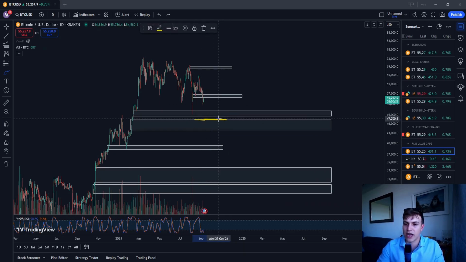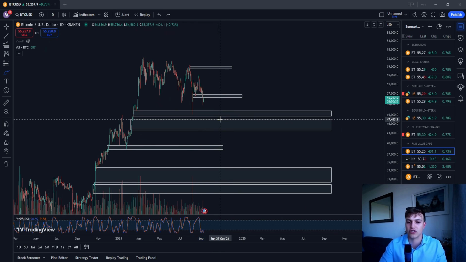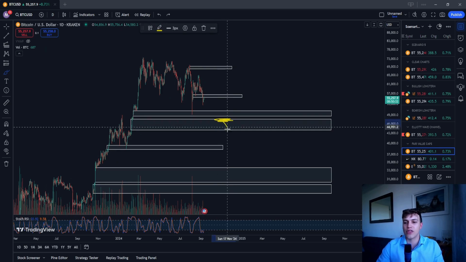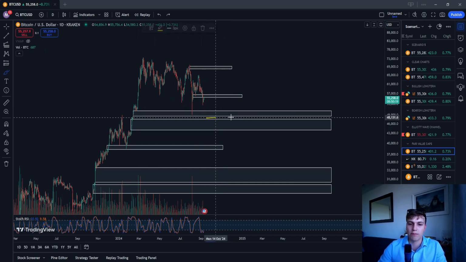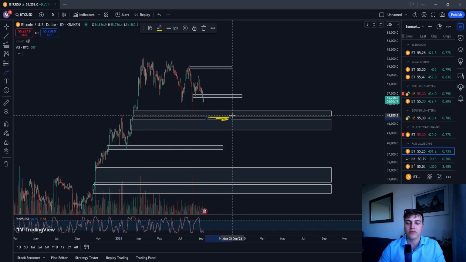The next fair value gap would sit at around that $47,000 level. So what sits in confluence is the $47,000 to $43,000 level on this fair value gap, the $47,000 bottom of the median line, and the $44,000 target for our wave C. So do keep an eye on that $47,000 to $44,000 region.